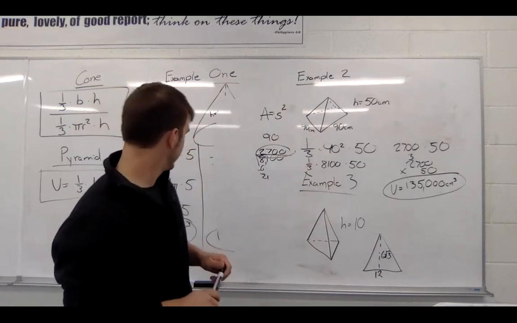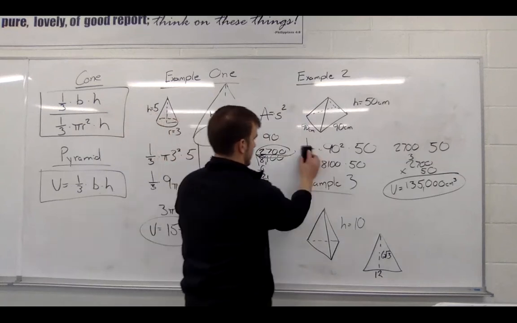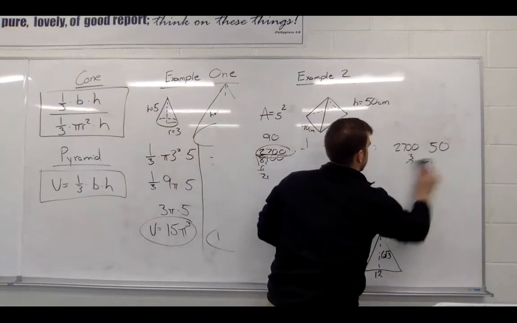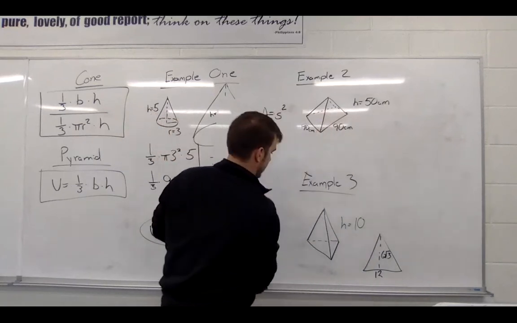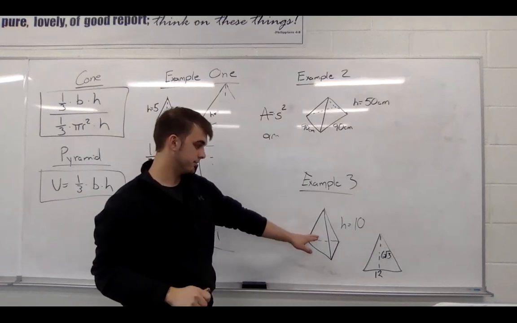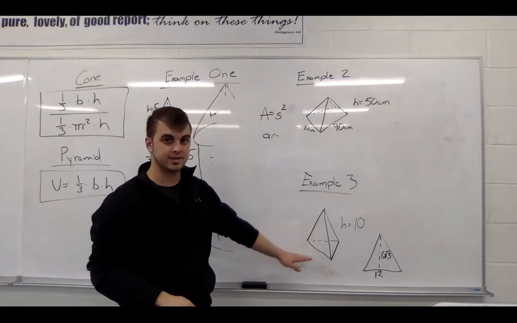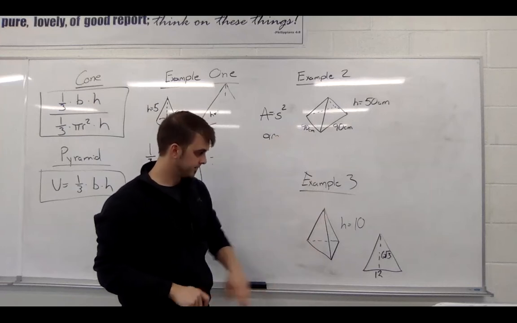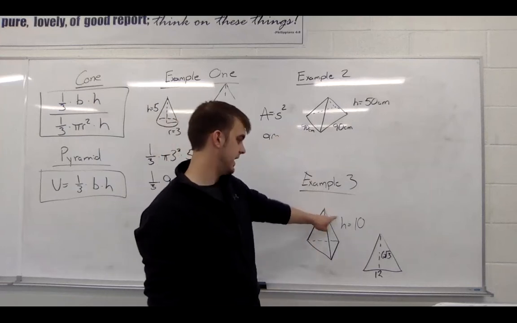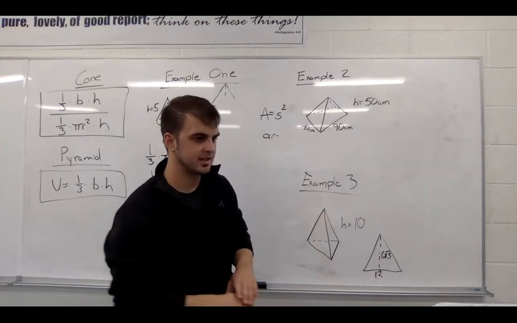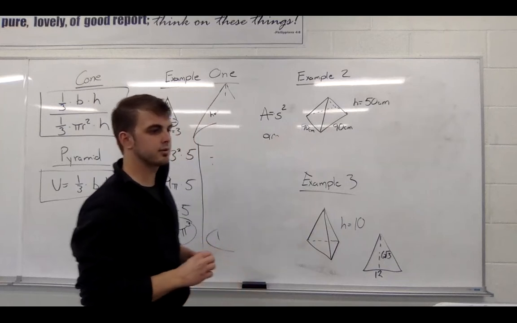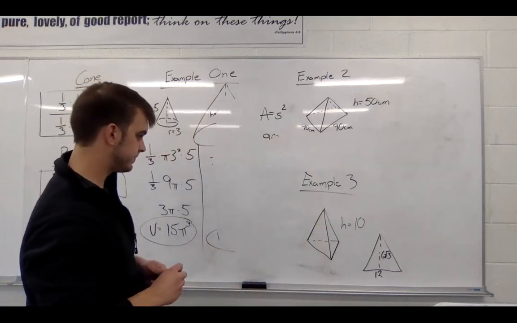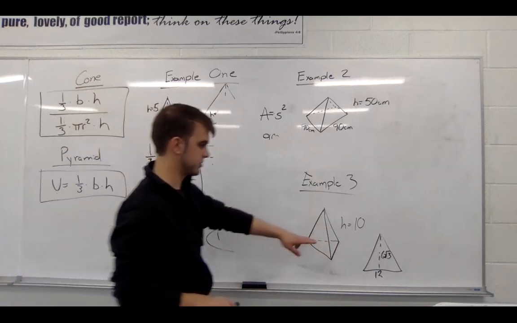Okay, then the last one, example 3, is more of the same here. You have a pyramid here, except it has a triangular base now. We have a square base up here. This is a triangular base. They tell you that the height is 10. They also tell you that the base is 36 times the square root of 3 units. And the way they figured it out, they have that drawn out here.